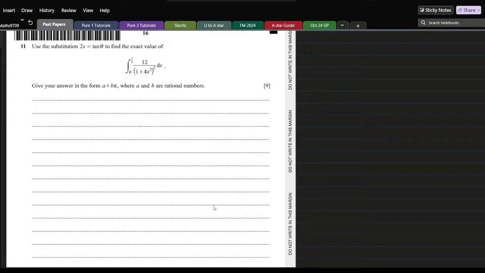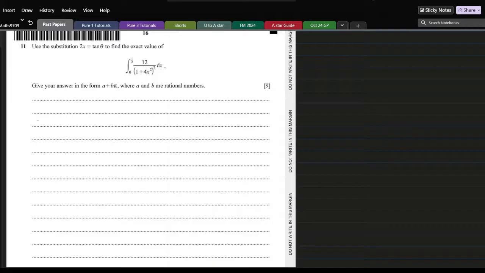Number 11, use the substitution 2x is equal to tan theta to find the exact value of the integral from 0 to 1 over 2 of 12 over 1 plus 4x squared with respect to x. Give your answer in the form a plus b pi, where a and b are rational numbers.